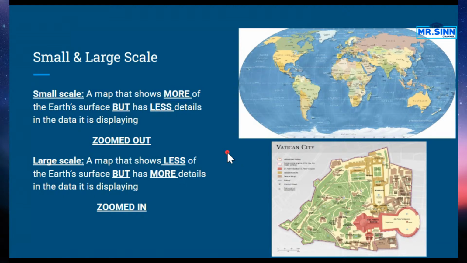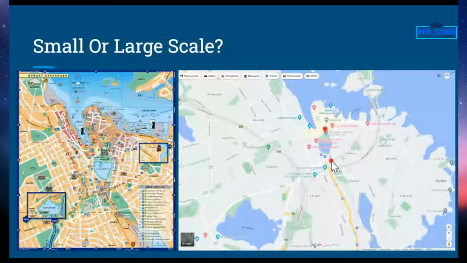One thing to note for scale, remember small scale and large scale. Small scale, again, we're looking at more of the Earth's surface, but we're zoomed out. So the Earth would be an example there. Large scale, less of the Earth's surface, but we have more details. So zoomed in for the large scale, zoomed out for the small scale. Don't mess that up on the actual test. That's something to remember.